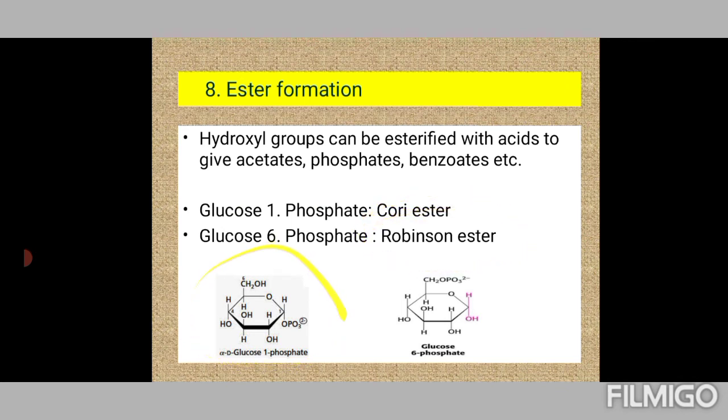In glucose 1-phosphate, obviously the first carbon, or the anomeric carbon, OH group is reacting with a phosphate group, whereas glucose 6-phosphate is formed by a reaction of the hydroxyl group of the 6th carbon, CH2OH, with the phosphate group. And there are plenty of such esters which we see in metabolic reactions. One of the metabolic pathways, namely the HMP pathway, has a number of esters, for example glucose 6-phosphate, ribulose 5-phosphate, ribose 5-phosphate, xylulose 5-phosphate, sedoheptulose 7-phosphate, and so on. So that is ester formation.